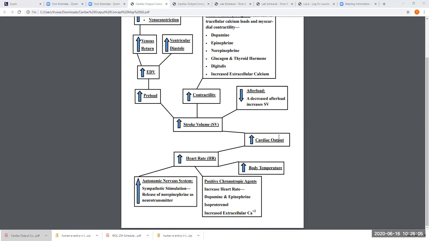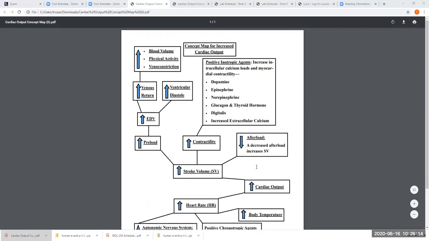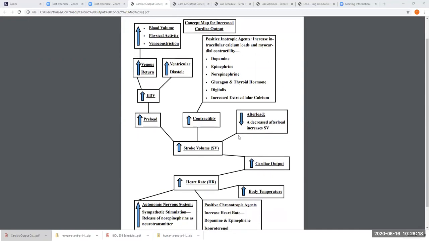All right, so this is my concept map. I want you to know what happens when things increase and decrease that affects cardiac output. Before I stop sharing my screen, does anybody have any questions about this concept map?